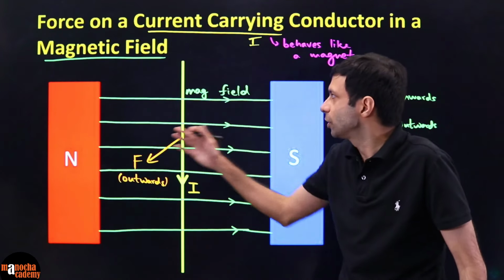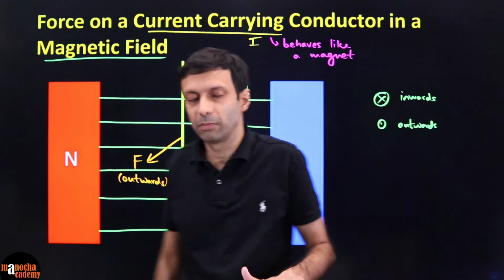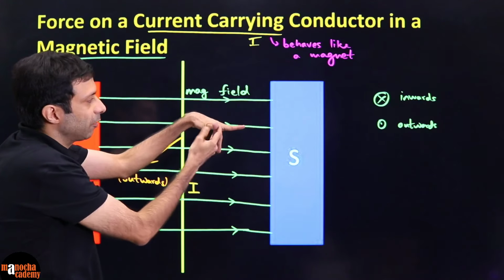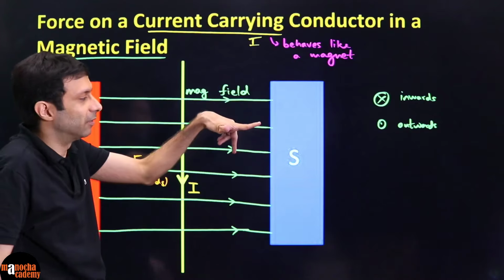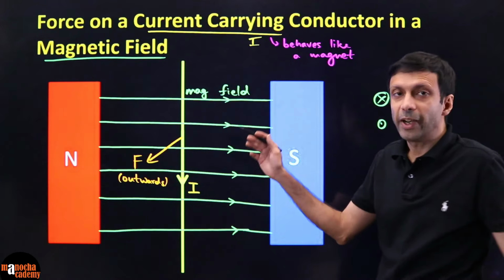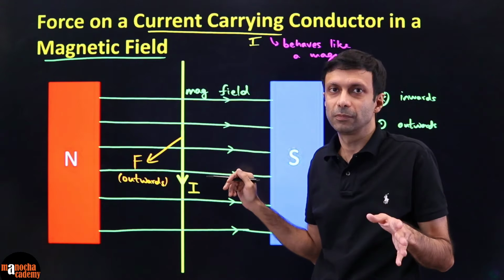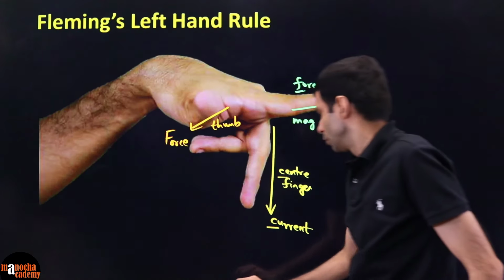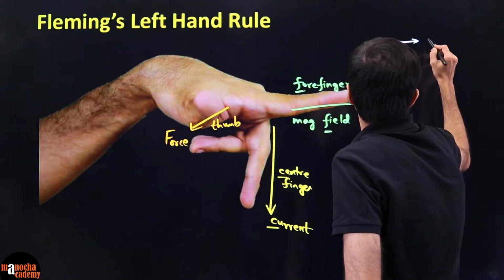In this example, force is not parallel to the magnetic field, it is outward. So if you put your hand in 3D, you can see it. Magnetic field, current, my thumb is pointing outwards, towards you guys, towards the camera here. So it's outwards. Great question. In this situation, can the force ever be parallel to the magnetic field? No. The force cannot be parallel, it's always in the third direction. So that's why these are almost a 3D diagram.